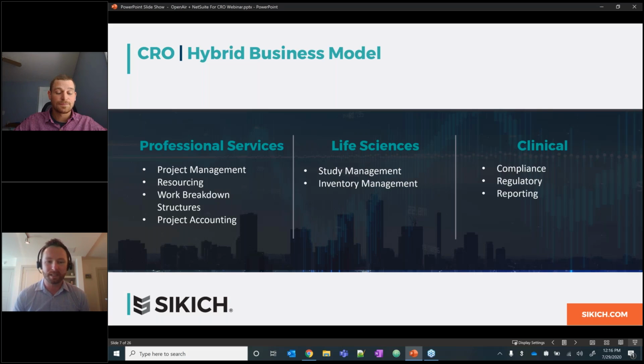And CROs are interesting in that they're really a hybrid business model. They cross a lot of different verticals of business in the way that Sikich sees them. They're a professional services business. You guys have staff, project management, scientists who are working actively, delivering usage and tests, which means that you'll require at some level some project management, some resourcing, making sure that you match the right people for the right trial or work that you're doing.